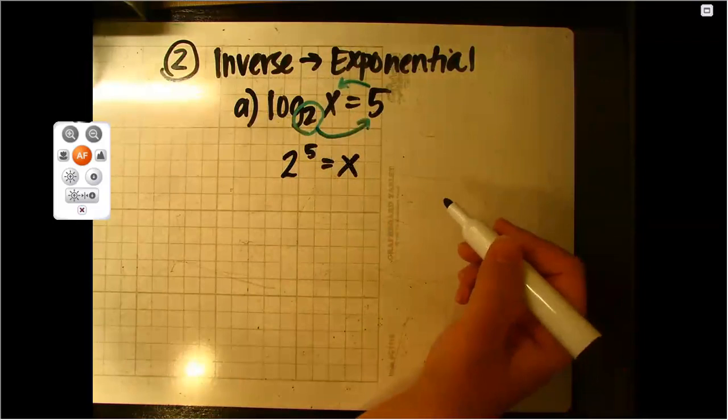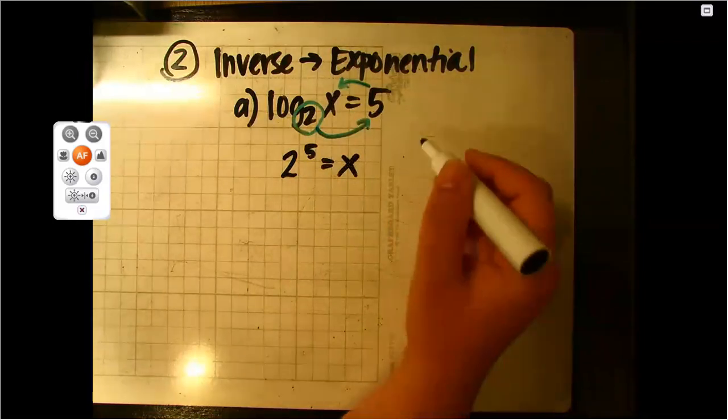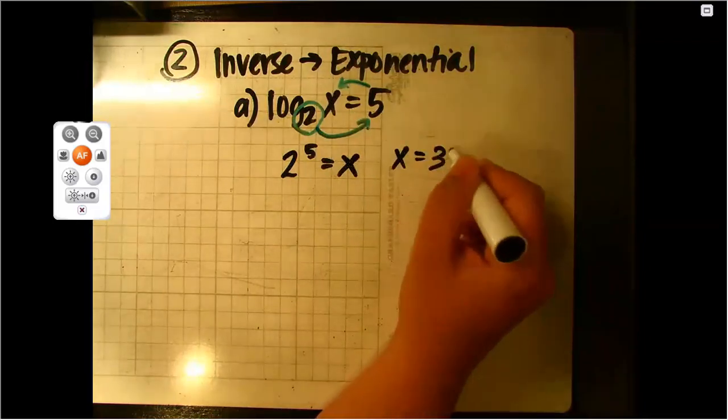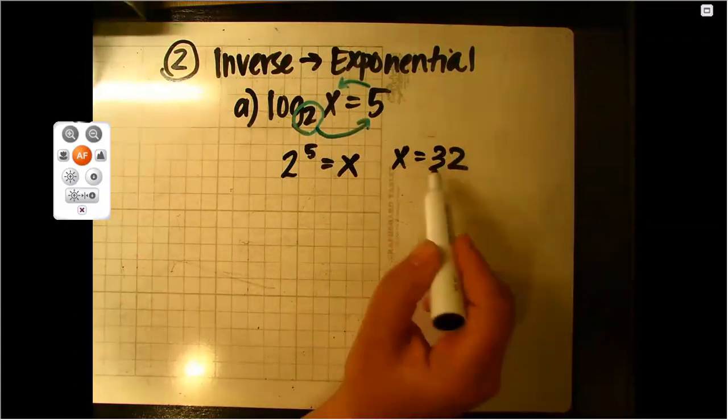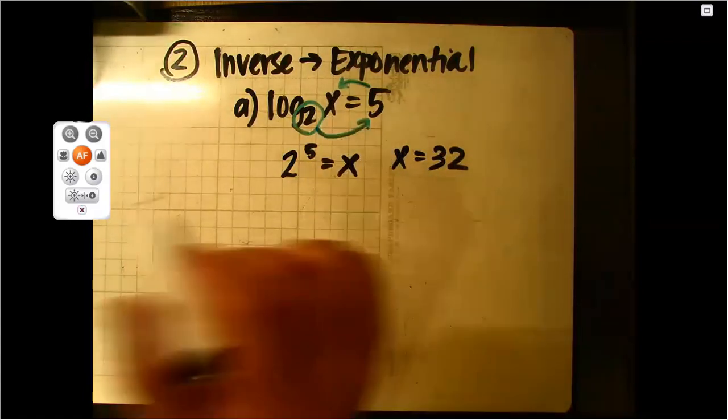Well, I can do 2 to the 5th really quickly in my head. 2 to the 5th is 32. All right, remember we've got to double check. 32 is positive, so 32 fits in there nicely.